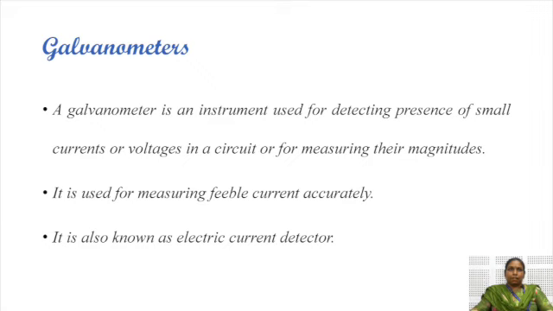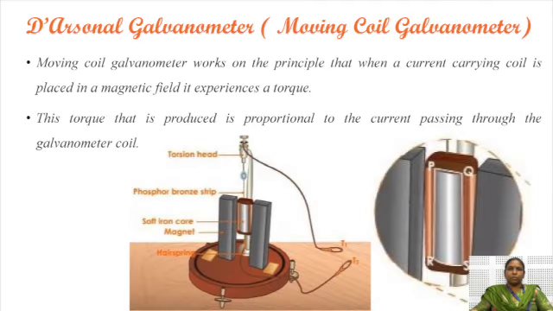Galvanometer. A galvanometer is an instrument used for detecting the presence of small currents or voltage in a circuit and for measuring their magnitude. It is used for measuring feeble current accurately. It is also known as an electric current detector. This is the D'Arsonval galvanometer. It is a moving coil type galvanometer.